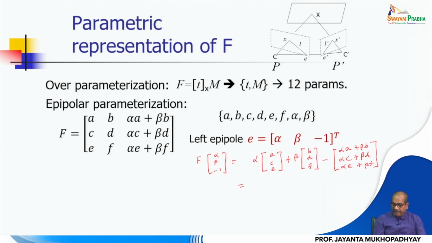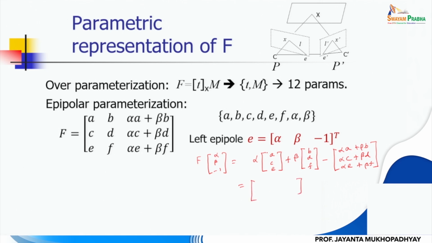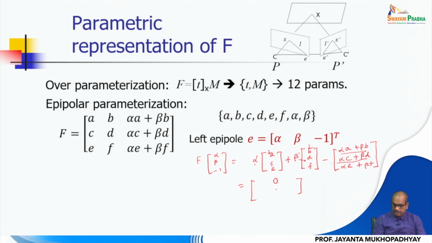So if I add them, you can see that you are getting alpha into A, beta into B, and then minus alpha A plus beta B. So you will get 0. Similarly, alpha into C, beta into D minus alpha C plus beta D. You will get 0 in the second row. And then alpha into E, beta into F minus alpha E plus beta F. It is also 0. So you will get a 0 vector.